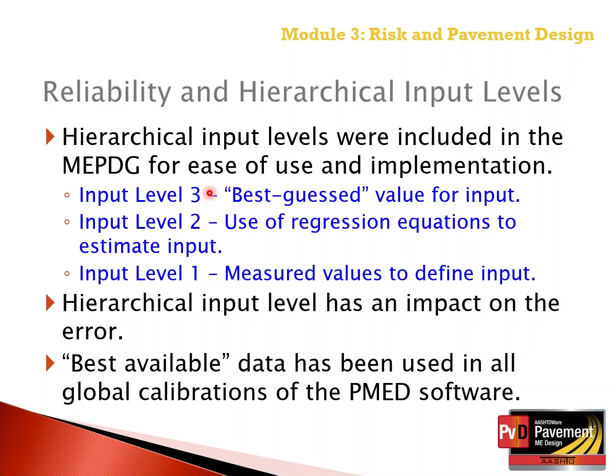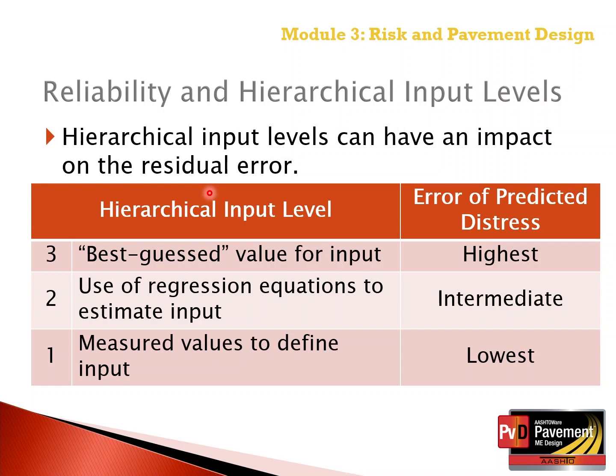So it is also a mix match between input levels 1, 2, and 3 in the global calibration. That's another item that's important to remember as we get into defining variability and the error between the measured and predicted distress values. And we'll get into that in just a minute. So the hierarchical input levels can have an impact on the residual error. And we have a graph that will graphically define residual error in just a minute.